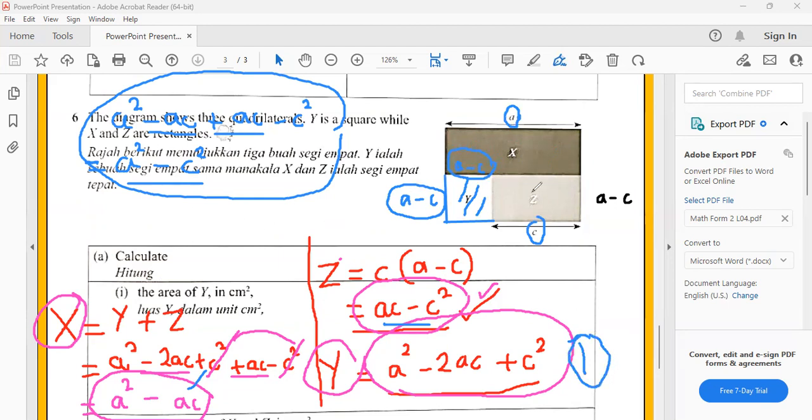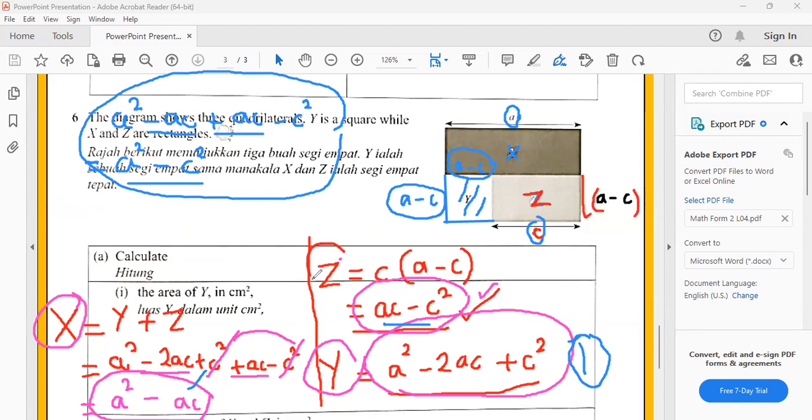Then the second question asks us to find the area of z plus x. Now, in order to do that, we needed to first find what is area of z. Now, we know the length is this, c, and the height is a minus c.